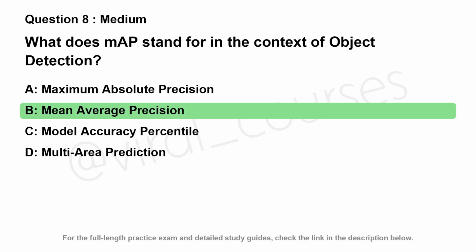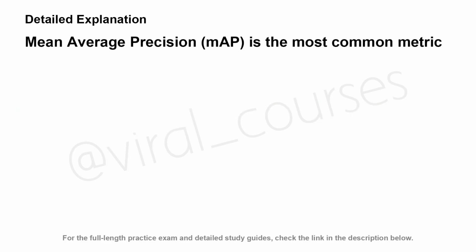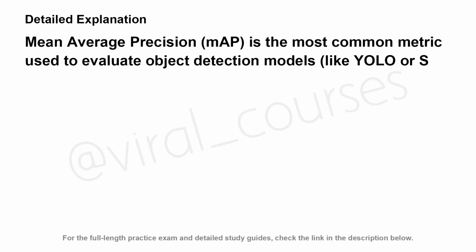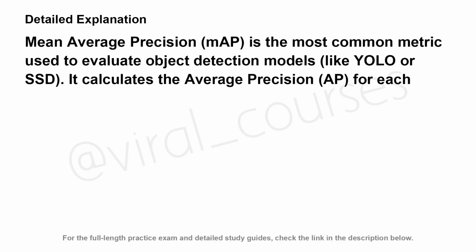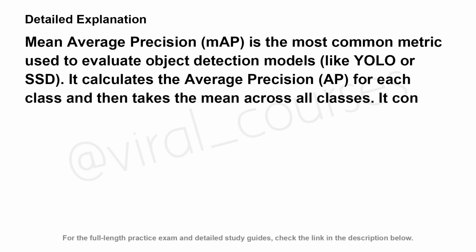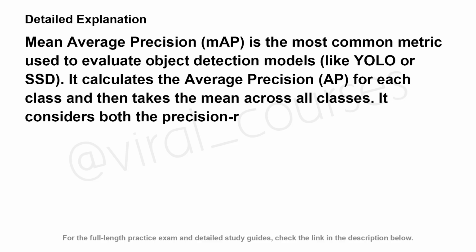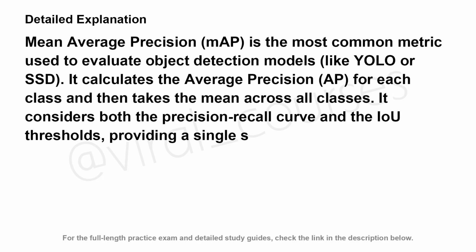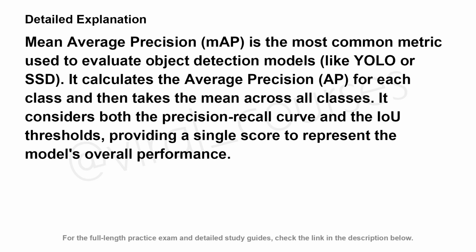The correct answer is B. Mean average precision. MAP is the most common metric used to evaluate object detection models, like YOLO or SSD. It calculates the average precision, AP, for each class and then takes the mean across all classes. It considers both the precision-recall curve and the IOU thresholds, providing a single score to represent the model's overall performance.